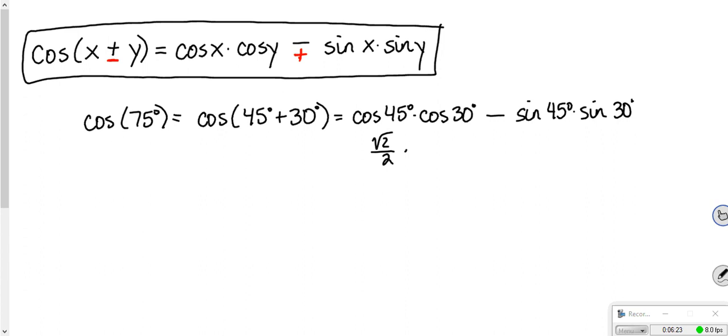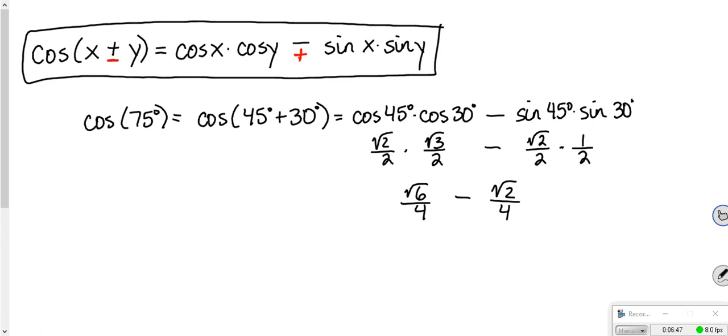Cosine of 30 degrees, root 3 over 2. Sine of 45 degrees, again, root 2 over 2. And sine of 30 degrees, everything here is in the first quadrant, so it's all positive. Sine of 30 is 1/2. So again, this gives us root 6 over 4 minus root 2 over 4.